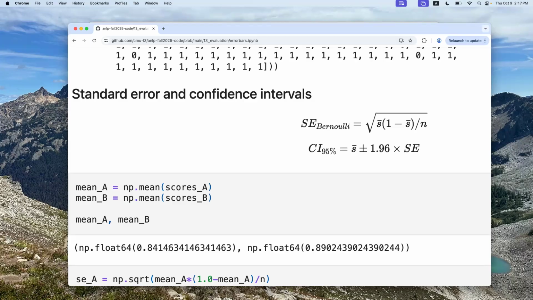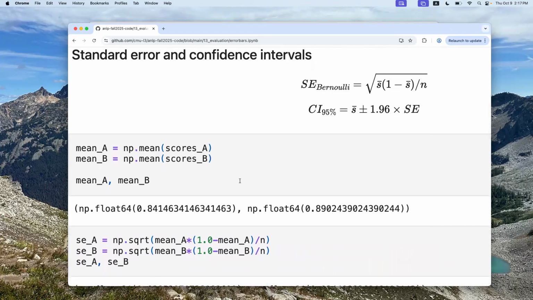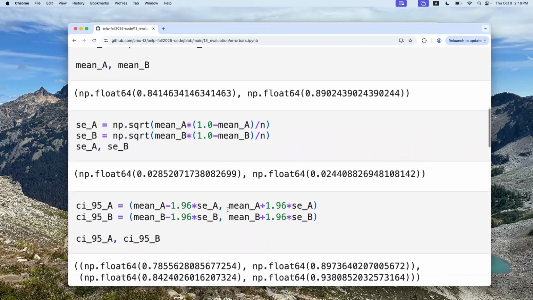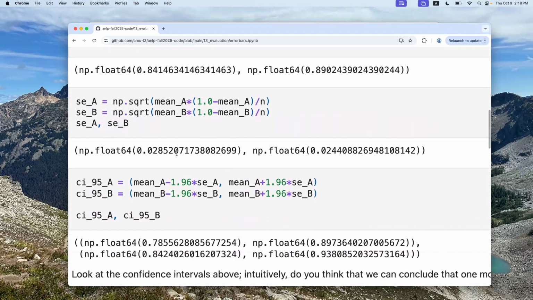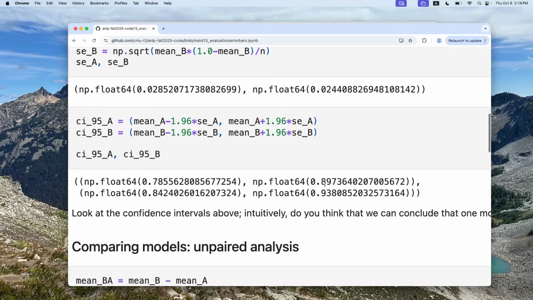Okay, and the idea of these error estimates or confidence intervals is to help you be more careful about the claims. So here, like I said, you could compute this standard error estimate. You could compute the two different confidence intervals, and then you can look at them.